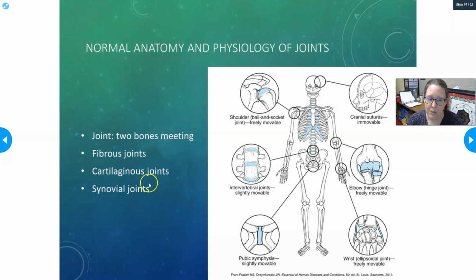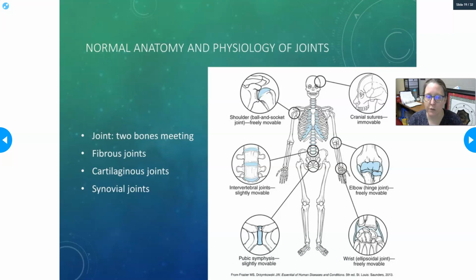Your cartilaginous joints allow slight movements, more than what would be in fibrous joints, but much less than what would be in synovial joints. So your intervertebral joints are an example of cartilaginous joints. The pubic symphysis is another example. So they are slightly movable, right?